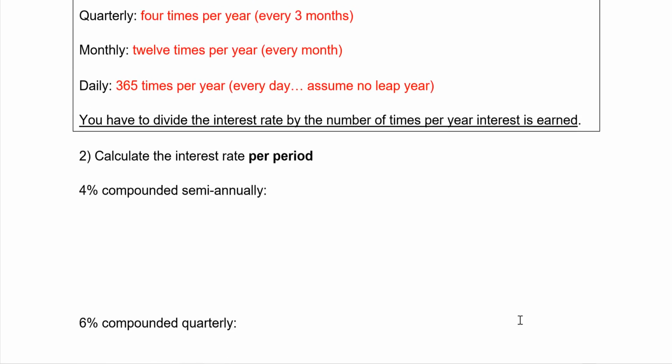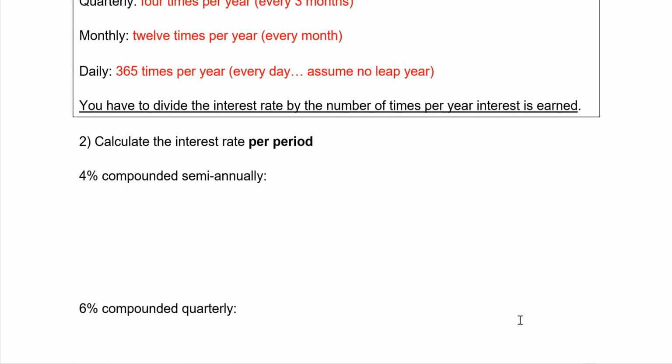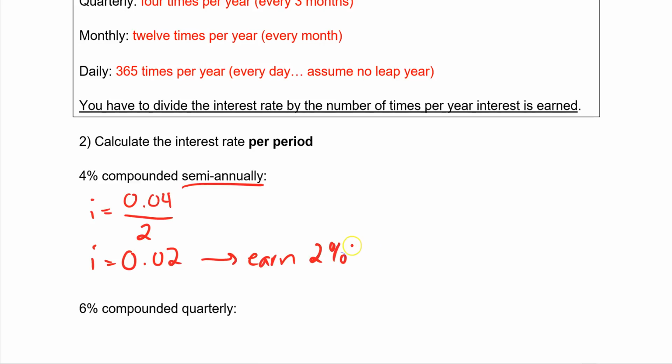For example, to figure out the interest rate per period, if we have 4% compounded semi-annually, I'm going to express 4% as a decimal, 0.04, and we use a lowercase i for the interest rate for compound interest. But I'm earning interest twice per year if it's semi-annual, so I have to divide this by 2. So 0.02. What this means is you earn 2% twice a year.